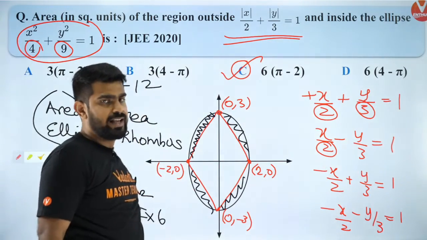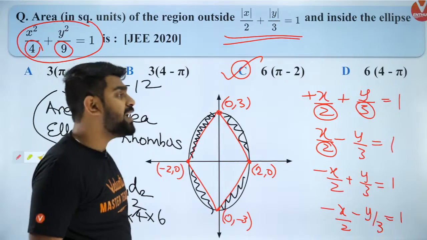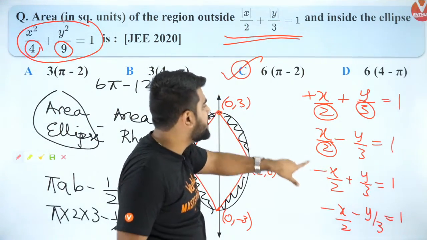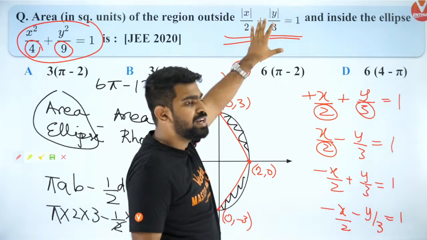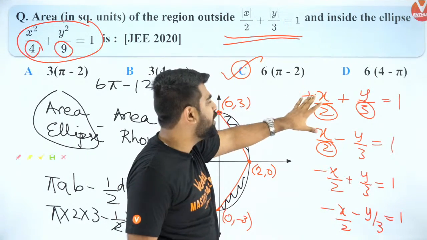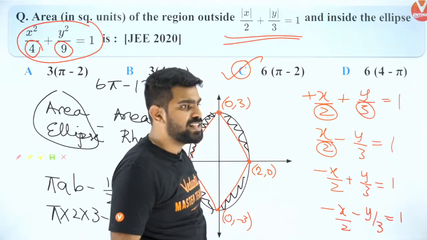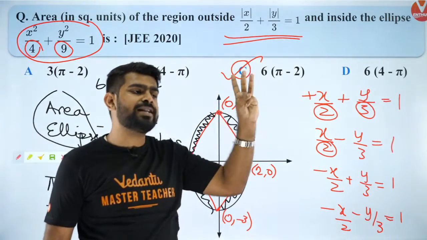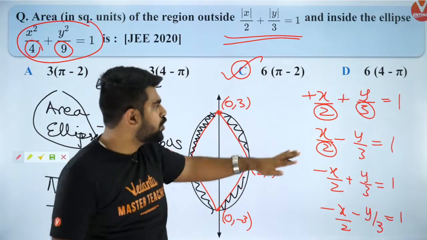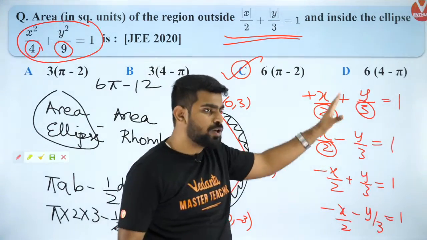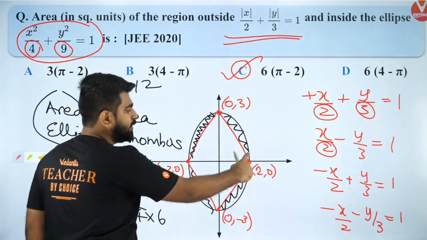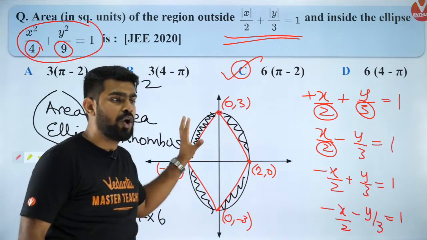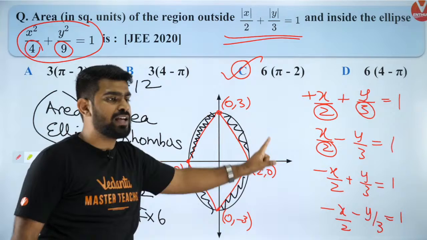Because modulus is there, you can open the first modulus as plus, or you can open it as minus. Similarly, the second modulus also, you can open it as plus, or as minus. So there will be 4 combinations: plus plus, plus minus, minus plus, minus minus. So those are the 4 combinations which I have drawn over here. 1 line, 2 line, 3 line, 4 lines. Now these 4 lines will form your rhombus, and the ellipse is outside.